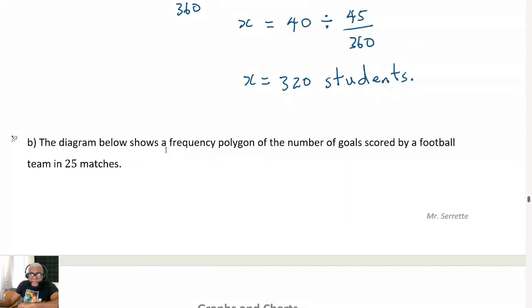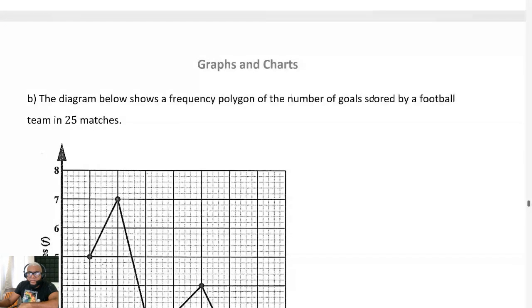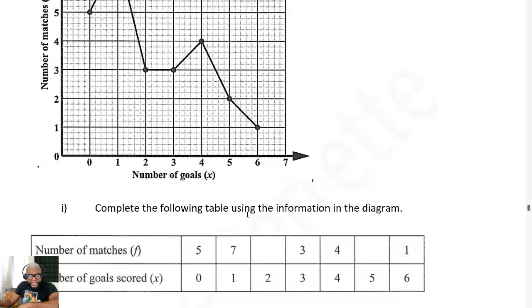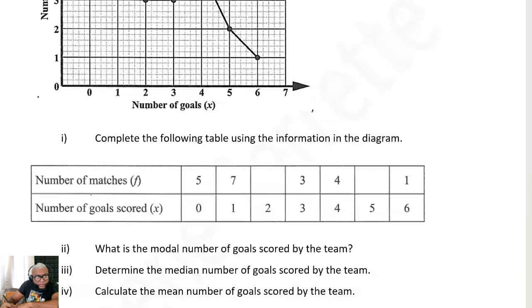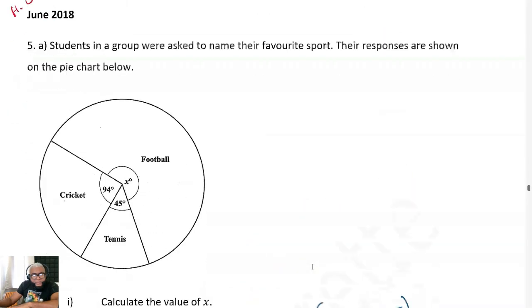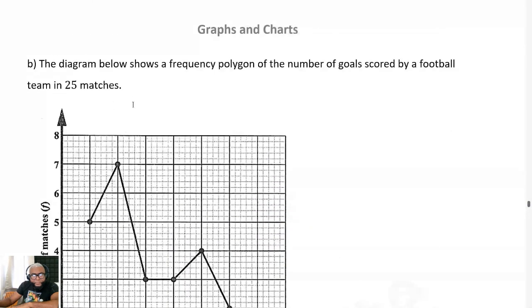All right, the diagram below shows a frequency polygon of the number of goals scored by a football team in 25 matches, right? 25 matches here. Complete the table using the information in the diagram above. So the number of goals scored, this will be x, the number of goals. How do you do this? Look up here. This is the whole question, or no? It's 5. This is part A. This is part B. I didn't see that.